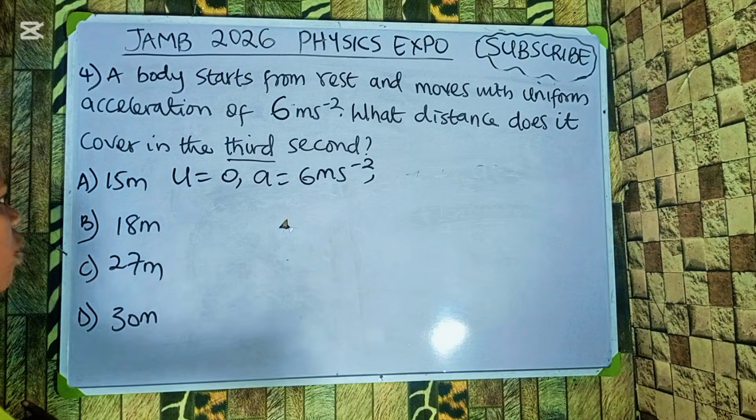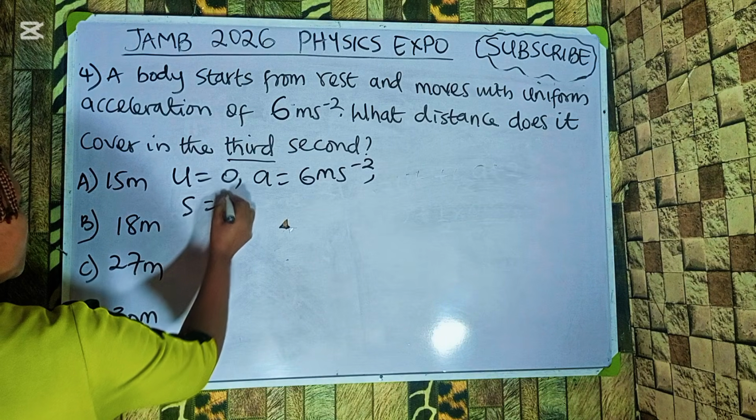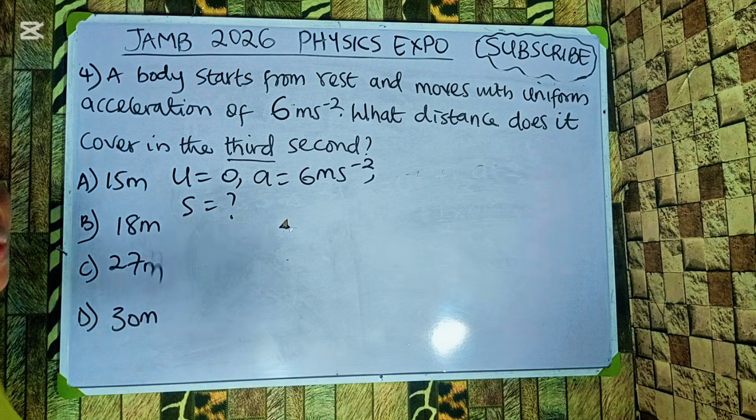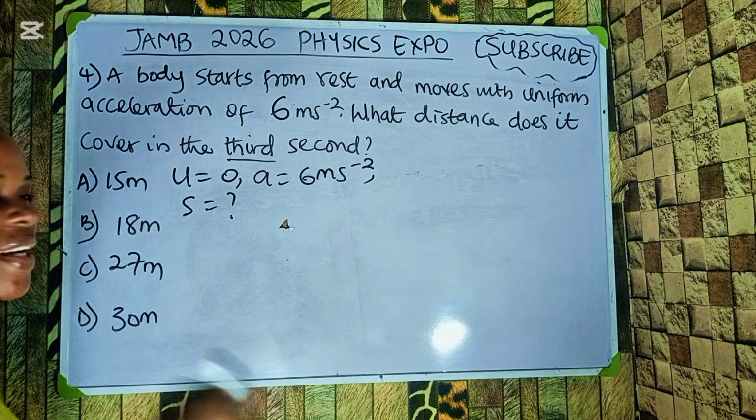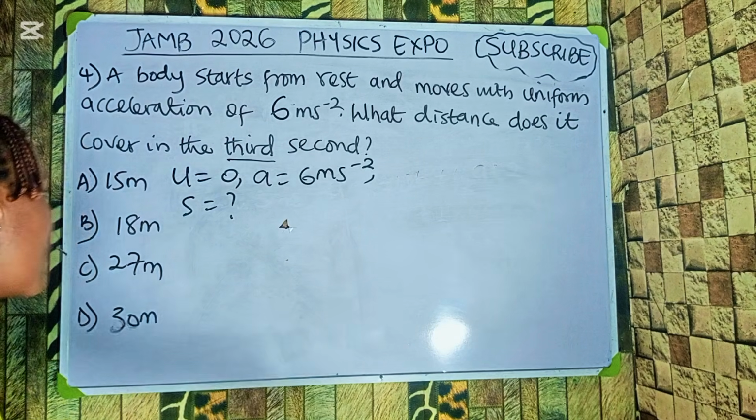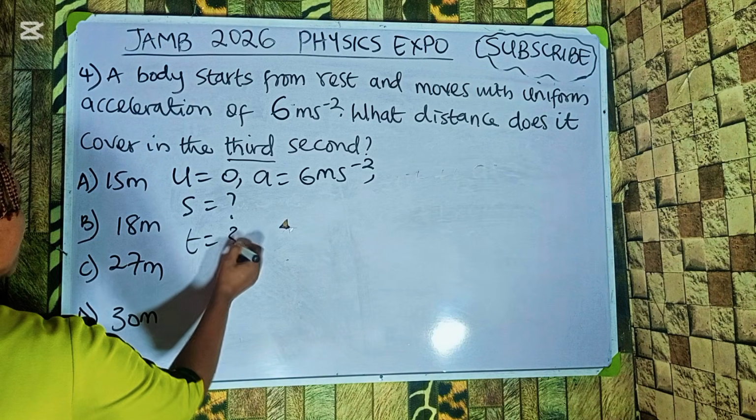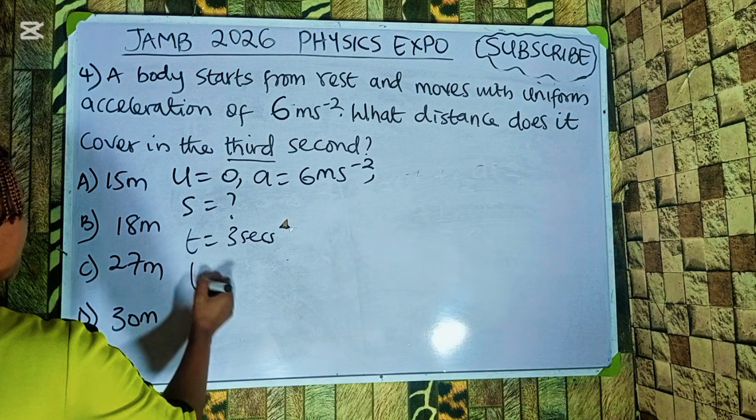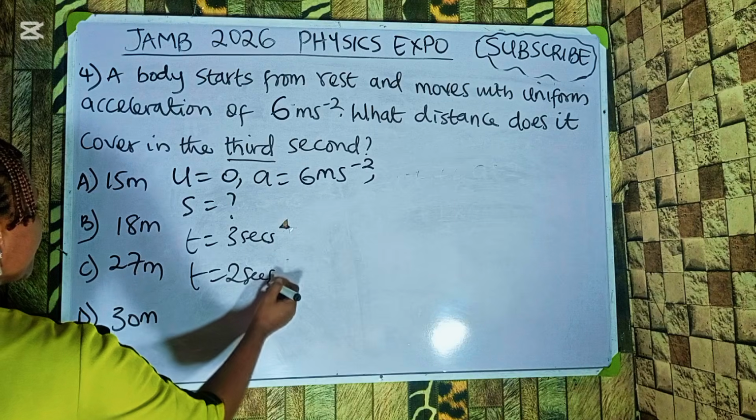That means a is equals to 6 meters per second square, right? What distance does this cover? You're looking for x, okay, in the third second. So if you hear the word third second, it means you're going to find the distance when the time is 3 and also find the distance when the time is 2, right? So we're going to say time is equals to 3 seconds and also time is equals to 2 seconds, right?